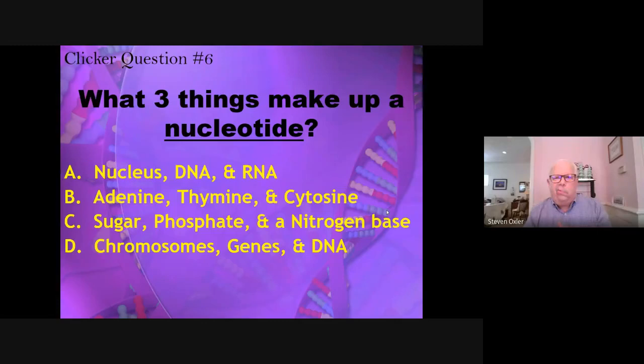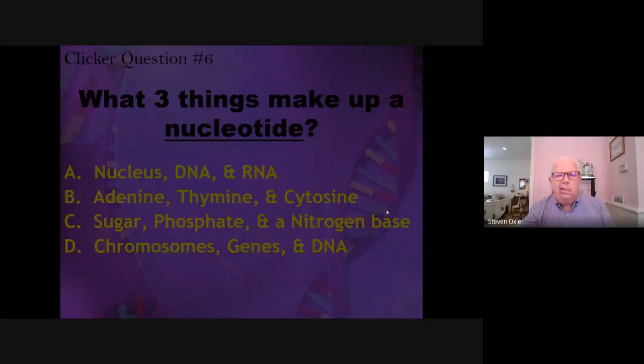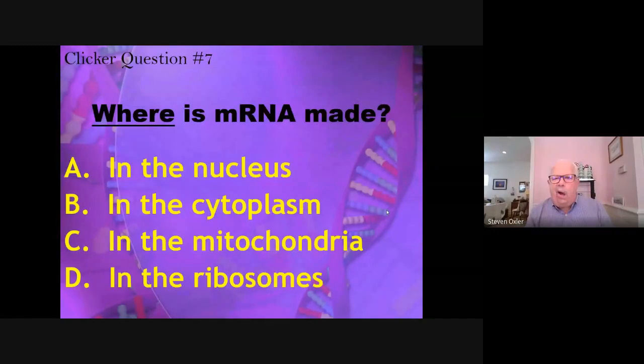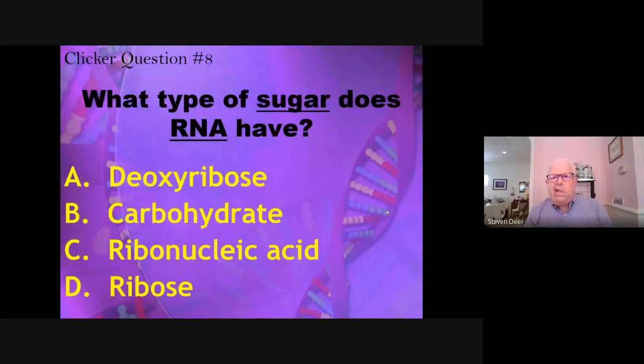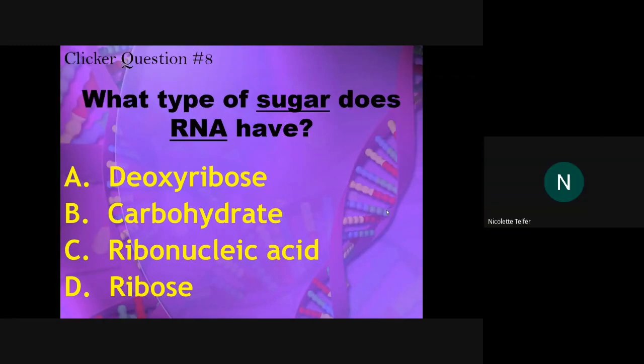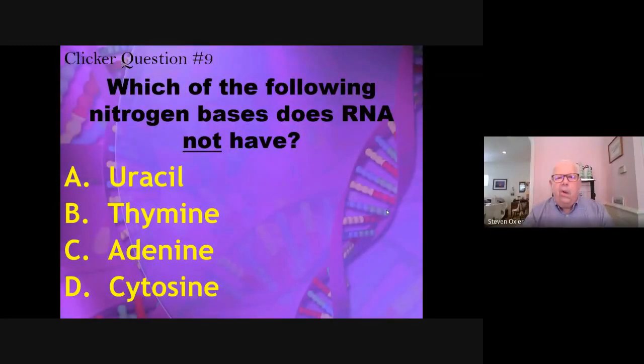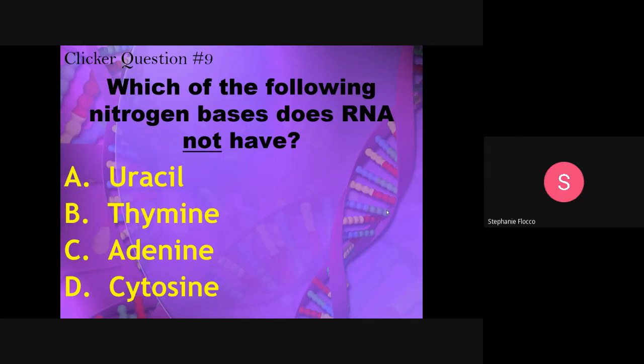Questions. What three things make up a nucleotide? Sugar, phosphate, and a nitrogen base. Where is mRNA made? In the nucleus. You are correct. What type of sugar does RNA have? Ribose. Which of the following nitrogen bases does RNA not have? Thymine. You are correct.